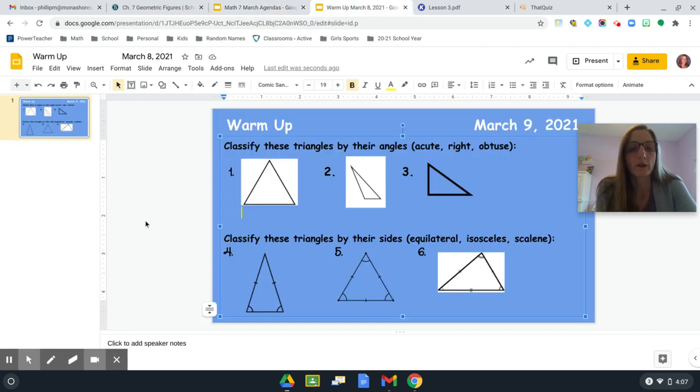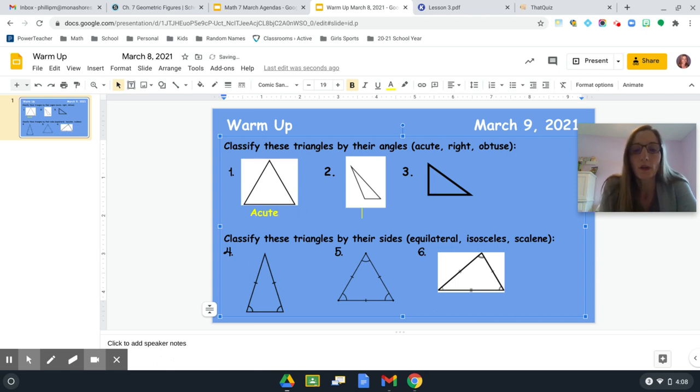Okay, so number 1, when you look at that triangle and you're classifying it only by its angles, you should be saying that this is, try that again, this is an acute triangle. All three of those angles in that triangle are less than 90 degrees.